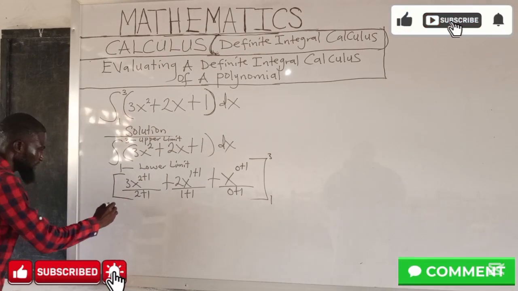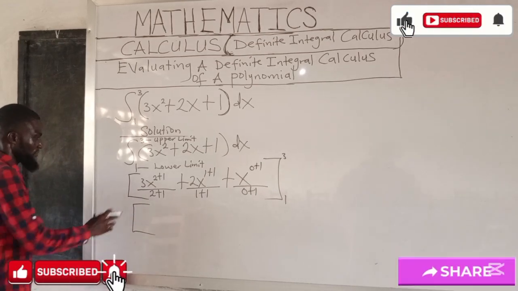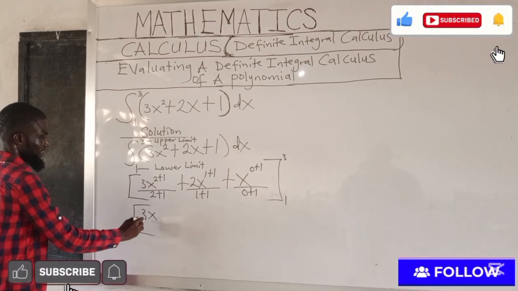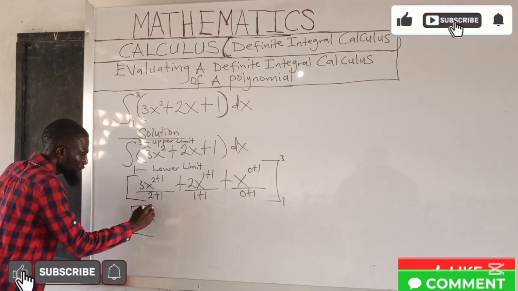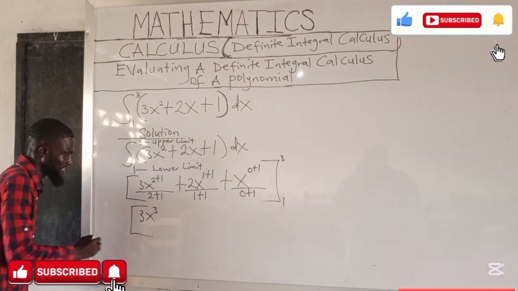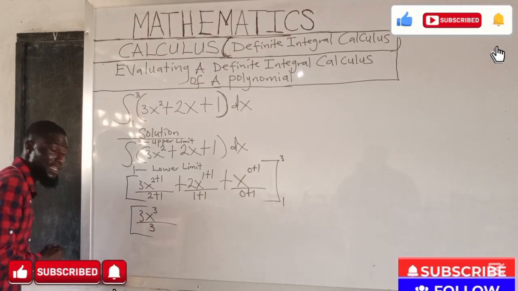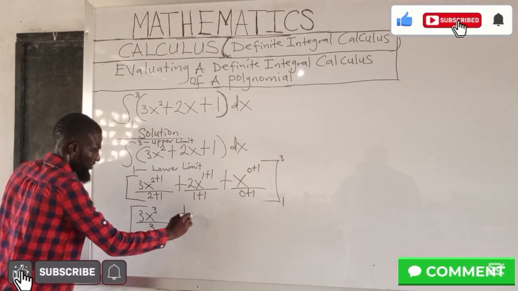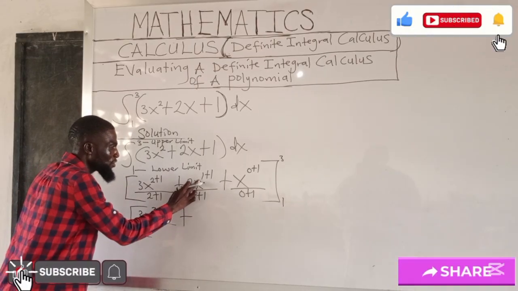On this note, ladies and gentlemen, we say bracket open. What we have? We have 3x raised to the exponent 2 plus 1. If I add 2 plus 1, automatically I will have 3 over. If I add 2 plus 1 on here, definitely I will have 3 plus. What do I do? 2x raised to the exponent 1 plus 1.